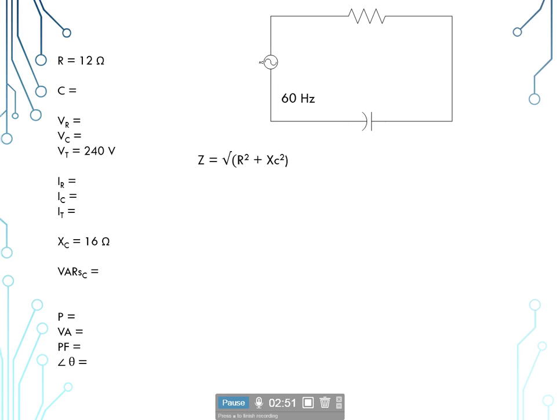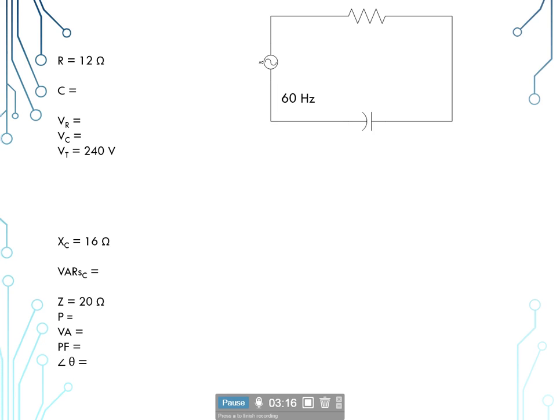So we'll plug in our 12 ohms squared and our 16 ohms of our capacitive reactance squared, and that gives us 20 ohms impedance for this circuit. Again, that 20 ohms impedance, you can look at it kind of similar to what in DC would be total circuit resistance.